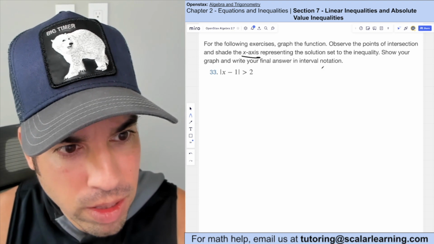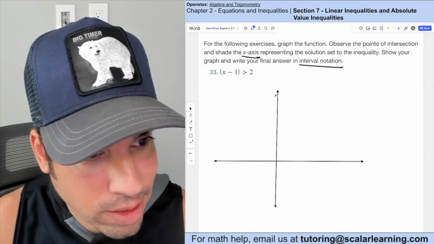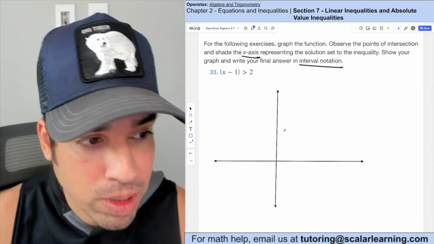Show your graph and write your final answer in interval notation. So this one, they're asking us to graph it on an XY axis and then look at the answer on the graph. So it's not the most efficient way, but let's go ahead and give it a shot.